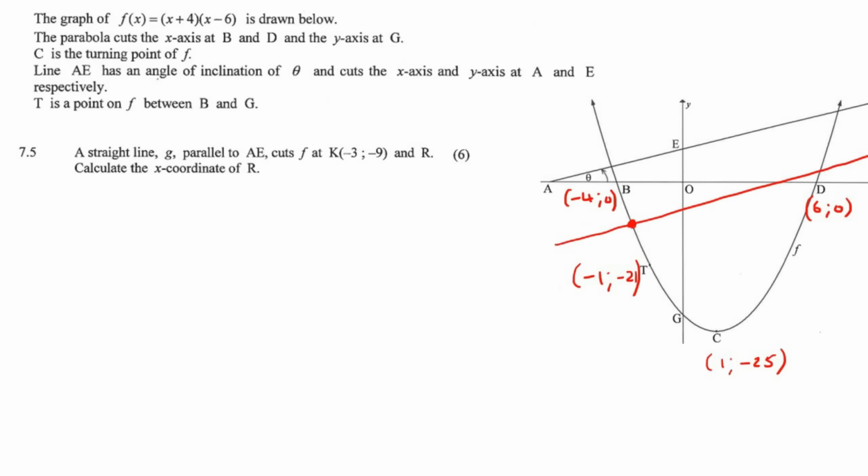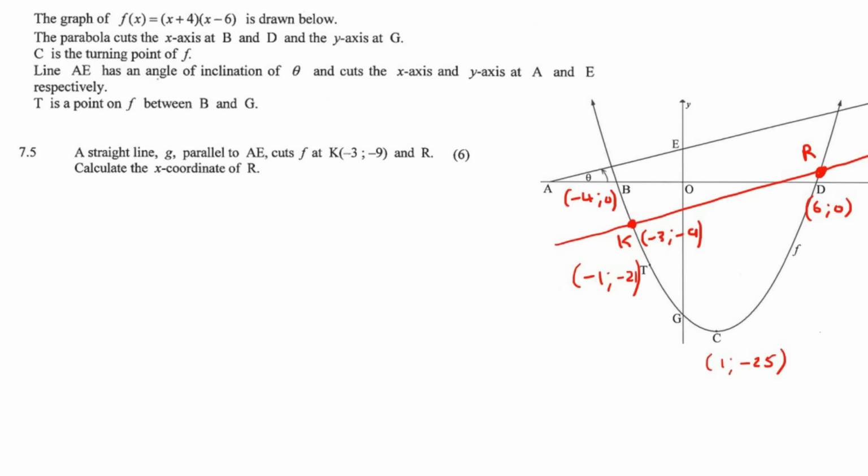So this would be, it says it touches it at k, which is minus 3, minus 9. And then it cuts it again at r. So this would be r. That would be r over there. Okay, so this is not a difficult question at all.